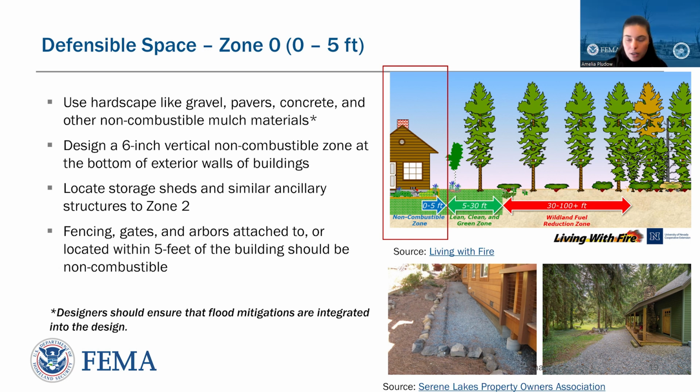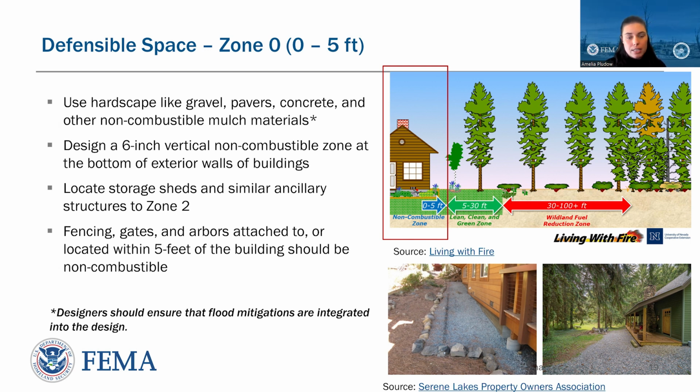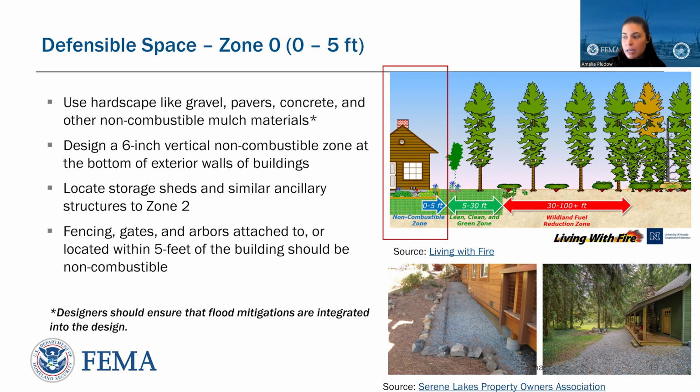So in zone 0, the 0 to 5 foot non-combustible zone, it's recommended and or required to use hardscape like gravel, pavers, concrete, and other non-combustible mulch materials. Another recommendation is to design a 6-inch vertical non-combustible zone at the bottom of exterior walls of buildings, and to not have any storage shed or other ancillary structures in zone 0, to have those further away from any structures in zone 2. And then anything attached to a building like fencing or gates or arbors, that first 5 feet should be non-combustible. So at the bottom here, there are a couple examples of buildings with that 5 feet of non-combustible gravel around the structure.